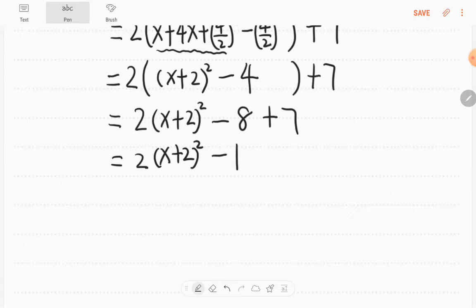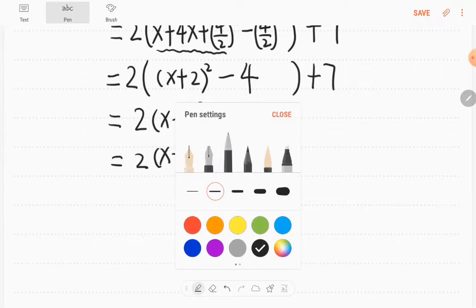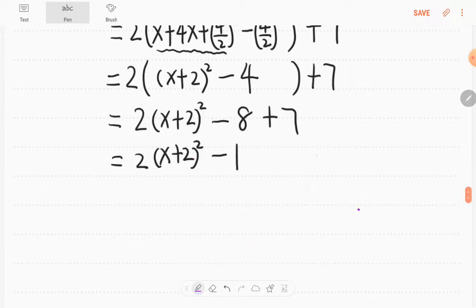Okay, so here I write down the standard form. Standard form is this one: a(x minus h) squared plus k.